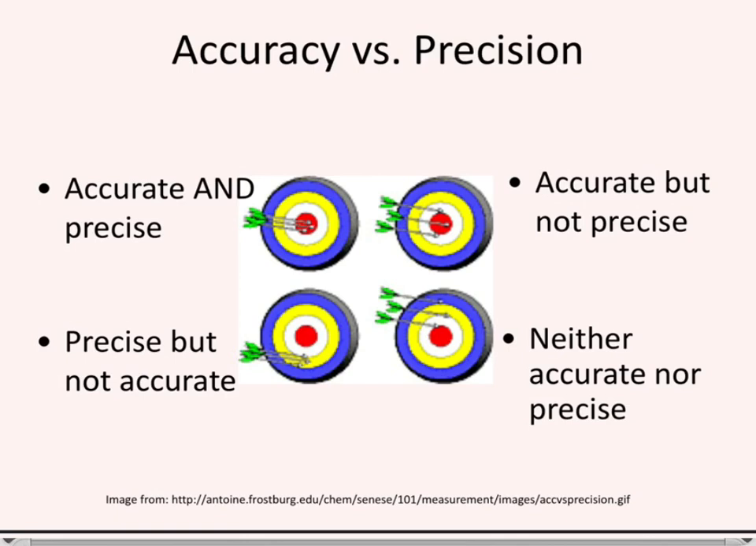Accuracy is about having the right answer. So if the metaphor we're using is bows and arrows on a target, accurate is getting a bullseye. Accurate is hitting your target correctly. Precision is about the ability to repeatedly get the same value when you measure something the same way. So the example that we use often in chemistry is a beaker versus a graduated cylinder.